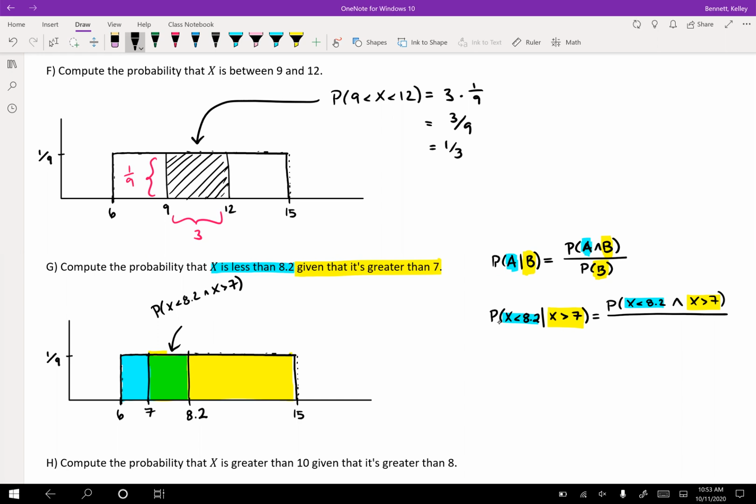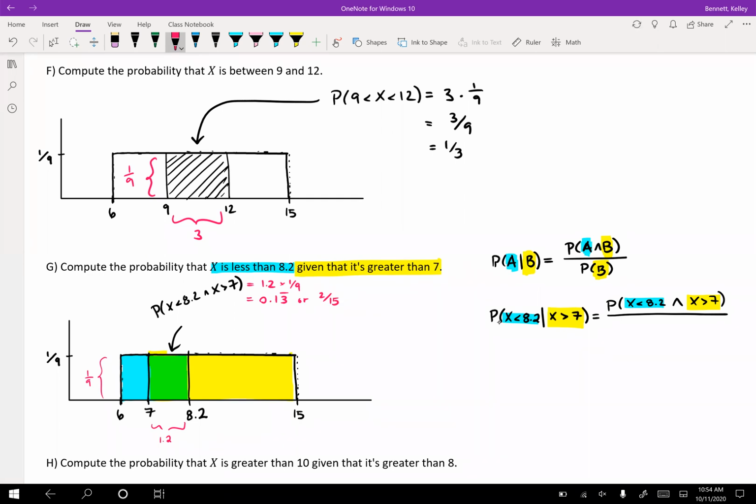So the width I have here is 1.2. So this equals 1.2 times the height, and the height is always 1/9. So if I put that in my calculator, 1.2 times 1/9, I get 0.13 repeating. Or I could write this as 2/15.